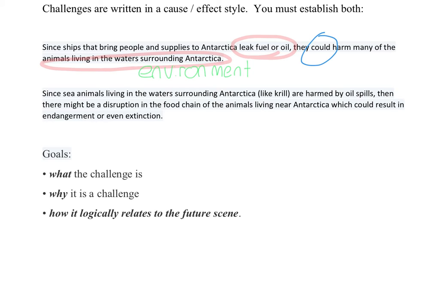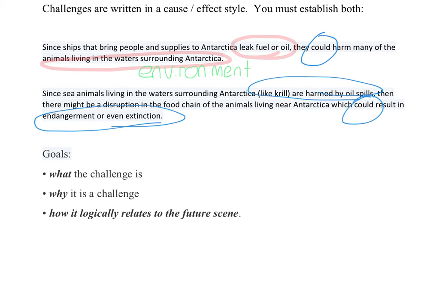So once again, here in this problem, we'll see some of the important components. You'll see the word could, or may or might, which they could have used as well. And then they also set up a cause and effect. The cause, since sea animals living in the water, like krill, are harmed by oil spills. So here's a cause. There might be disruption in the food chain. And then an effect which could result in endangerment or even extinction.